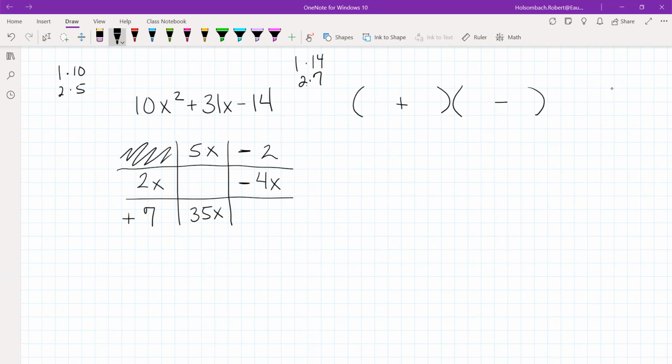So now I got 5x times 2x, which is 10x squared. I've got my two middle terms that sum 31x. And my positive 7 times negative 2 is negative 14. So my checks work out. So my positive factor is going to be 2x plus 7. My negative factor is going to be the 5x minus 2.